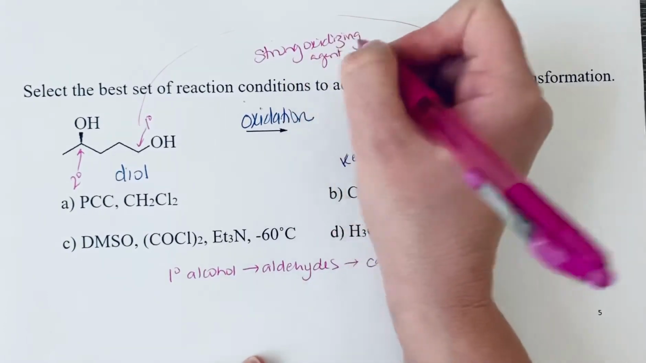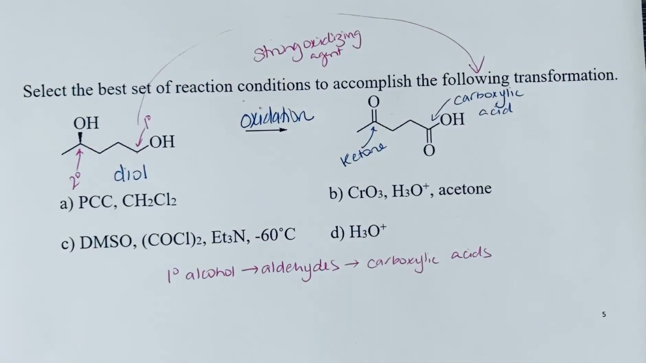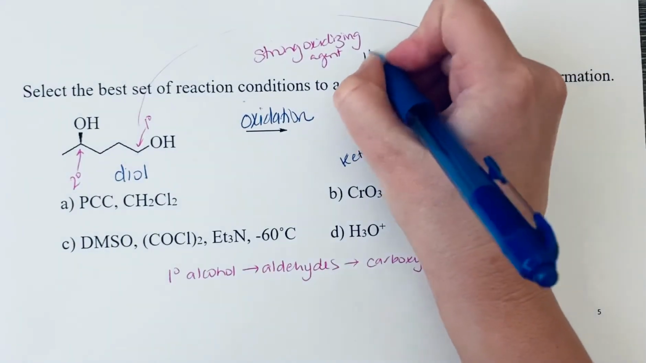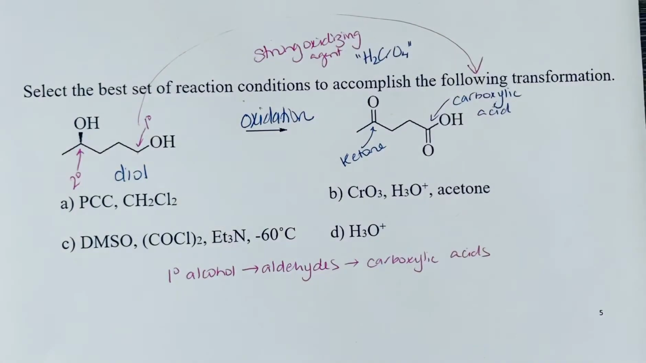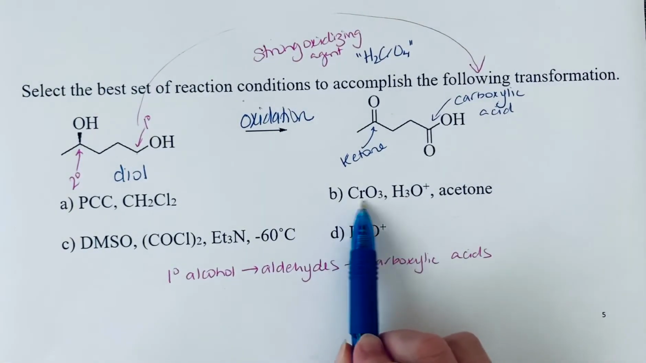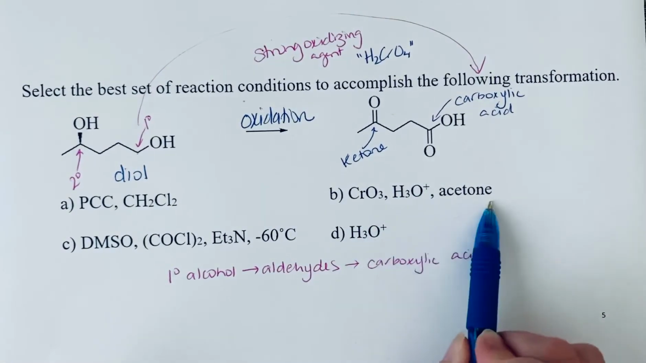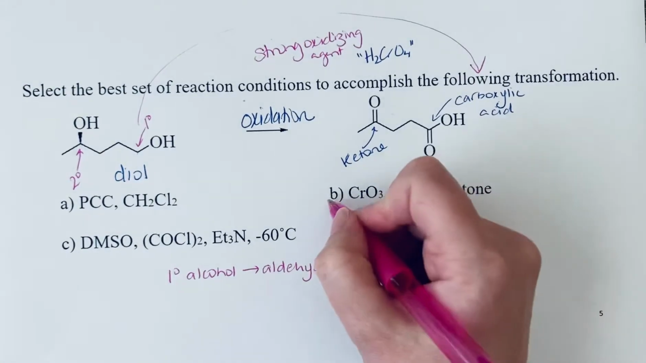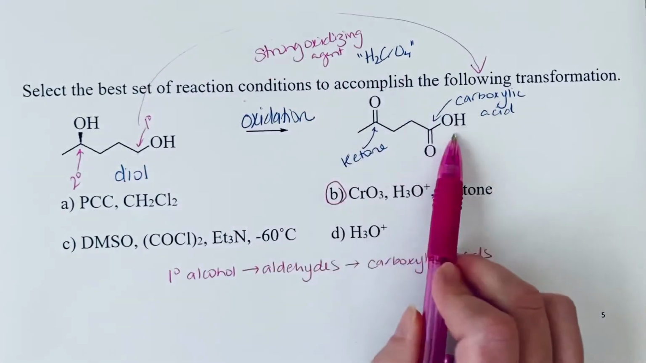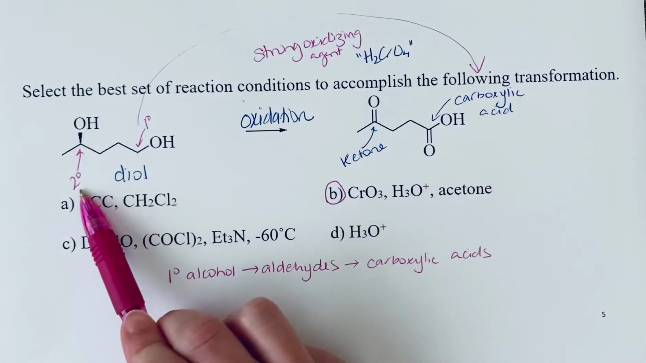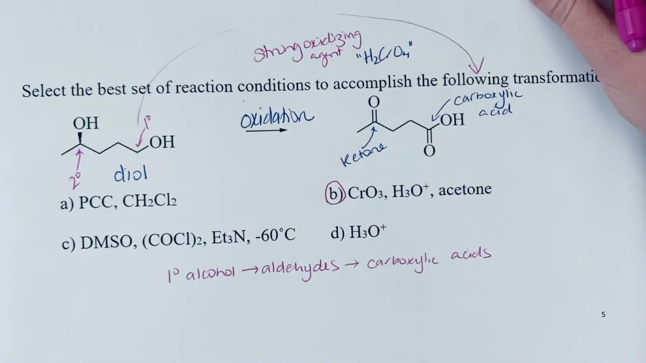And so the strong oxidizing agent that we've been introduced to that does this reaction is chromic acid. And chromic acid can be formed by mixing together chromium trioxide and aqueous acid and acetone. So this is the set of conditions that we want to use. And we know that by looking at what's happening to the primary alcohol. The secondary alcohol will always be oxidized to a ketone.